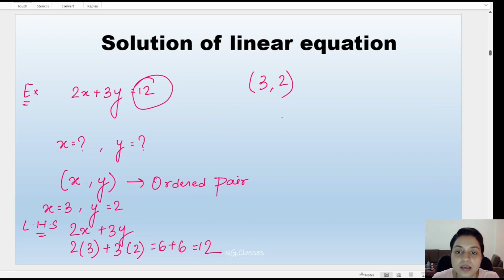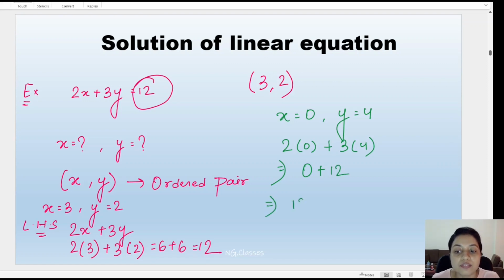Let's take x equal to 0 and y equal to 4, and let's substitute it on the left hand side. So we will get 2 times 0 plus 3 times 4, which will give 0 plus 12, that is 12. And again we got the right hand side by substituting the ordered pair, that is (0, 4). Right? So this is another ordered pair, or this is also a solution of this given equation.